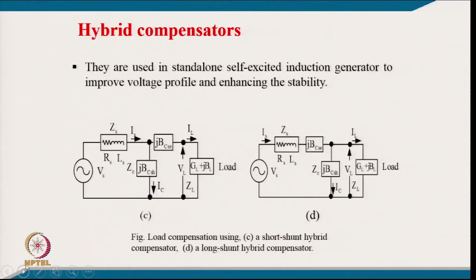Well, this is the typical case of a hybrid compensator. They are used in standalone self-excited generator to improve the voltage profile. So, you can see a compensator in series and then in parallel, and another compensator here in series with the line and parallel with this. So, this we call a short shunt, and this we call a kind of long shunt, long shunt in the sense that the series element is put in this way. So, both configurations have been used in self-excited induction generator for regulating the voltage across the load also.